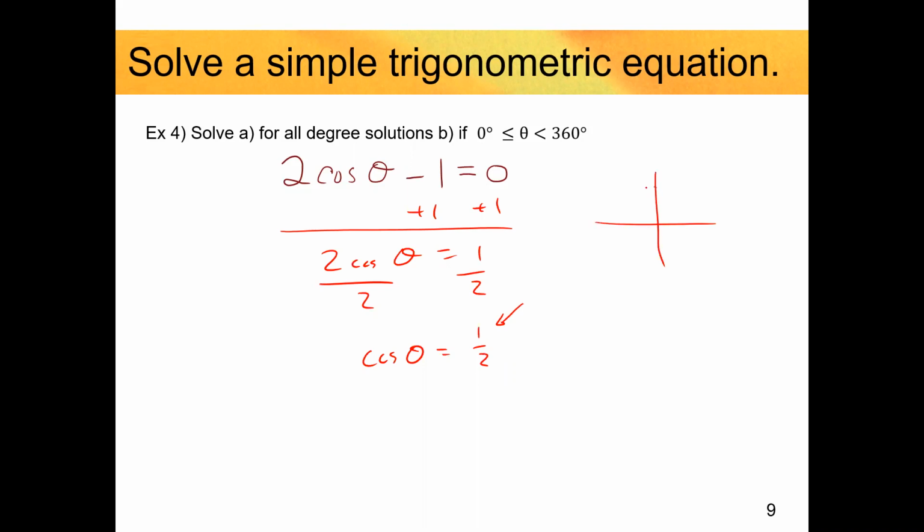Think back to my unit circle. When does cosine give me a 1/2? Thinking it's probably like right here, 30 degrees, is that right? I think so. Mine says 60. Or 60 degrees. Let's change trigonometry today, right? 60 degrees.